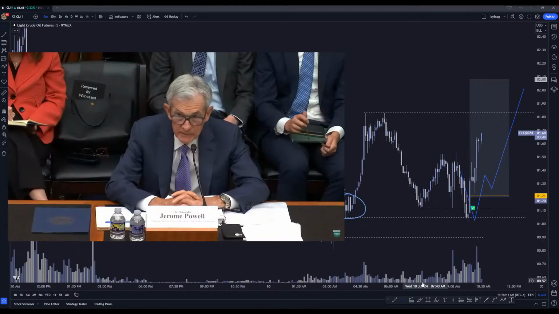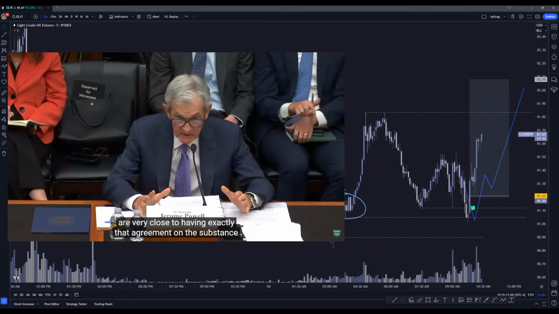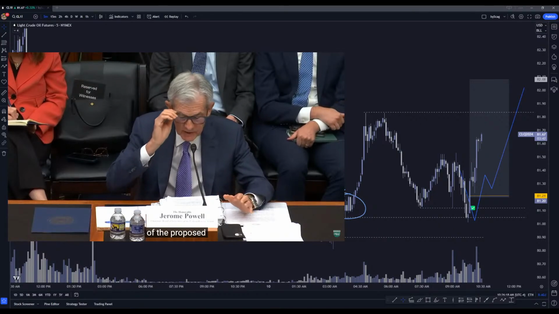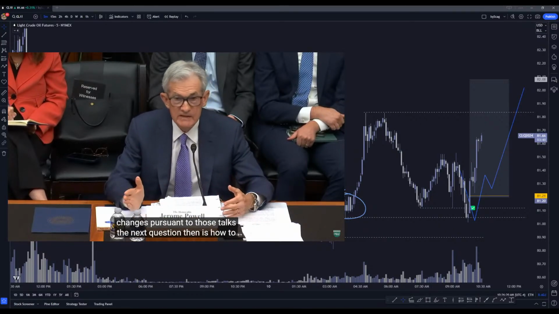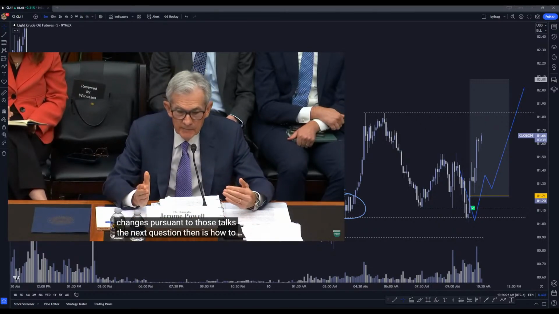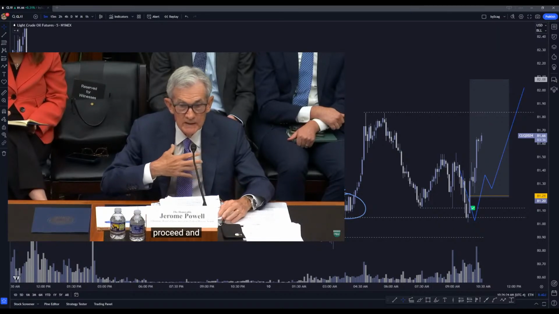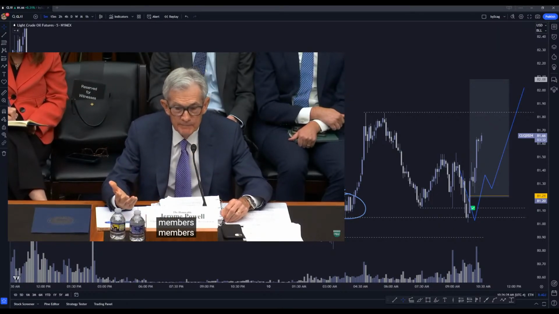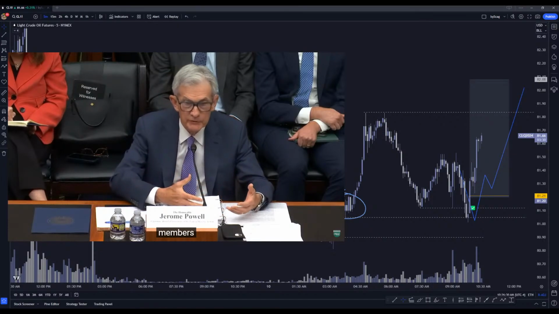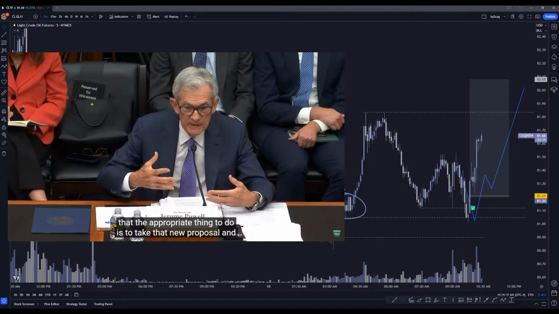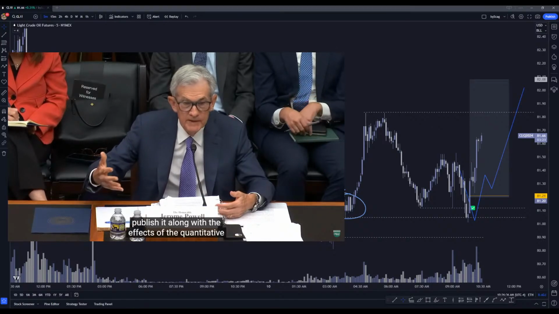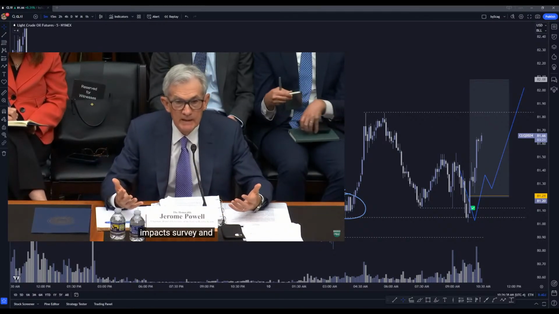Okay, so we're very close to having exactly that agreement on the substance of the proposed changes pursuant to those talks. The next question then is how to proceed. And it is my view and the strong view of a number of board members that the appropriate thing to do is to take that new proposal and publish it along with the effects of the quantitative impact survey and put that out for comment again and receive comment.